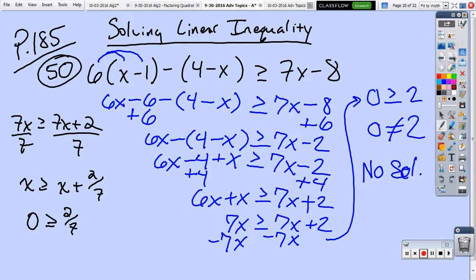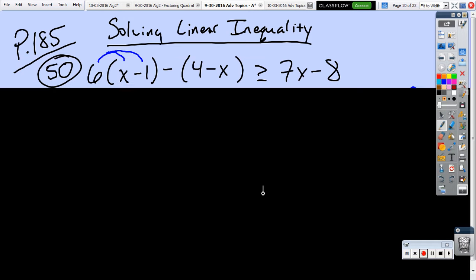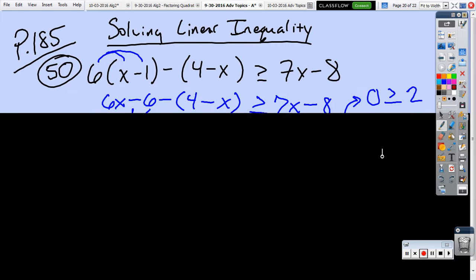Okay, this one might look scary at first. This is page 185, number 50. So you've got 6 times x minus 1 minus the whole value 4 minus x is greater than or equal to 7x minus 8. So this is an example of solving a linear inequality. It happens to be written out kind of strangely, but what you would do is expand everything, combine like terms, and see where you go.